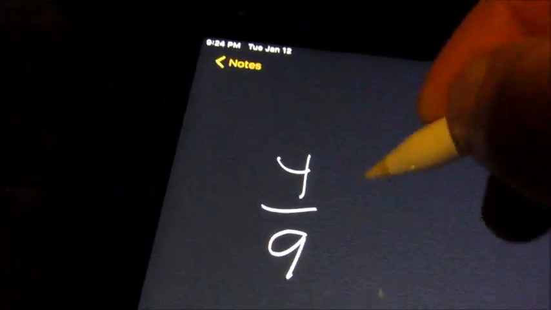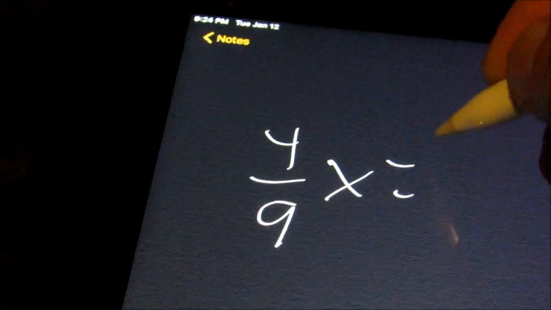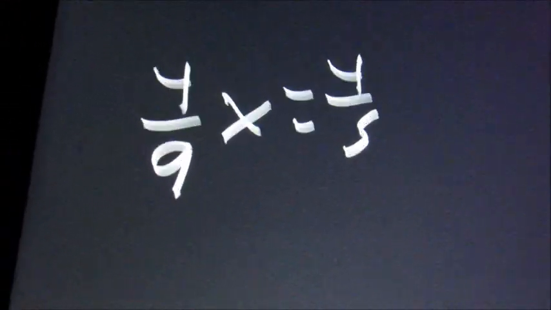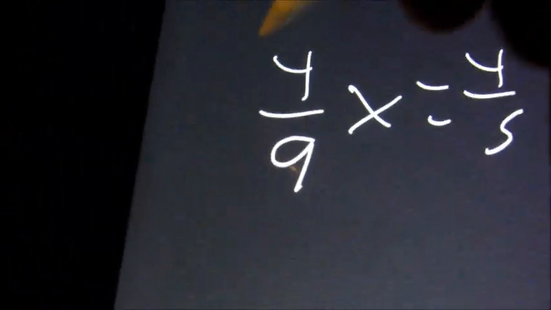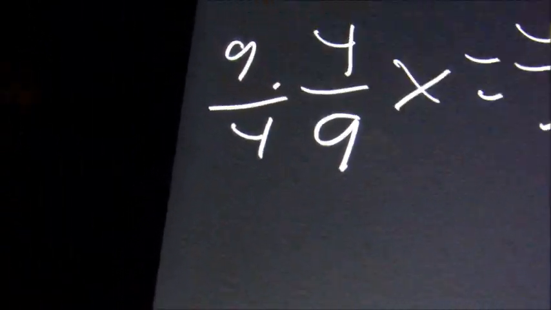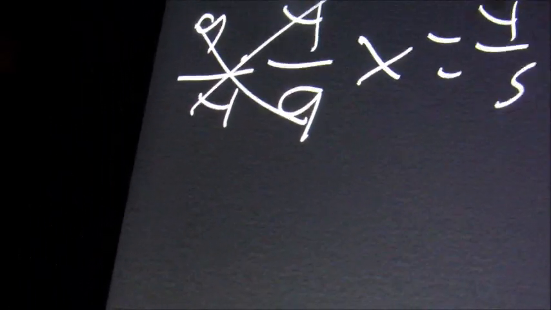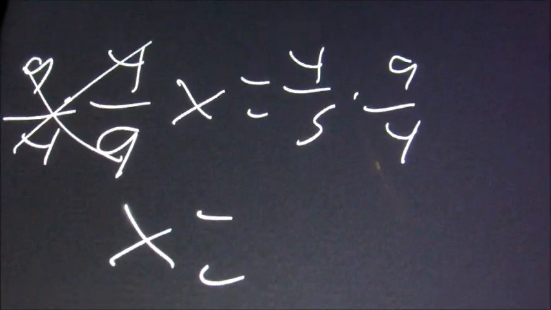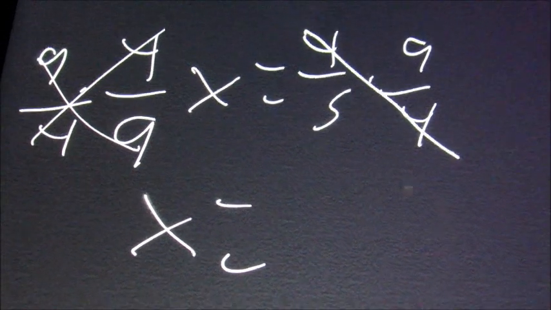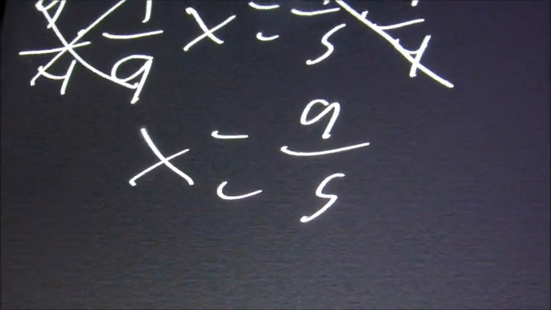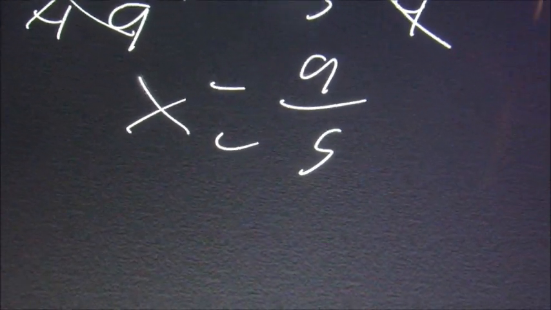Next, let's say we have 4 over 9 x equals 4 over 5. So again, I'm going to multiply by the reciprocal, 9 over 4, to both sides. These cancel. We have x equals, and here we have 4 and 4, so those will cancel. So I'm left with 9 on top and 5 on bottom, and that's it.